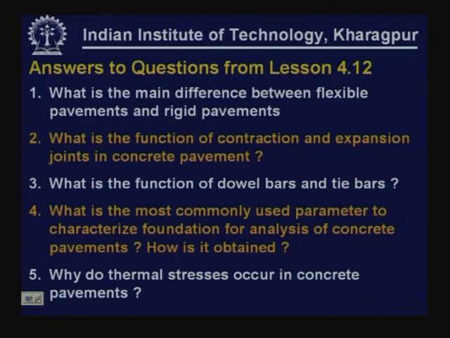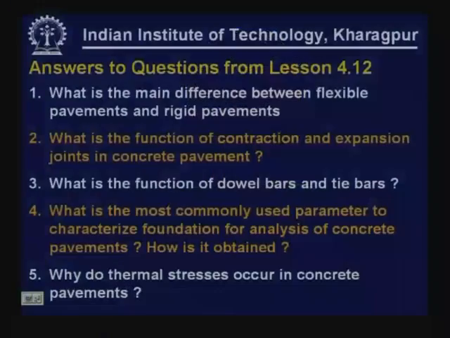Now let us see the answers for questions that were asked in lesson 4.12. What is the main difference between flexible pavements and rigid pavements? Compared to flexible pavements, rigid pavement has a very stiff slab. The deflection is negligible compared to the deflections that flexible pavements undergo. This is the main difference. As a result, the stiffness of the slab is predominant in explaining the performance of the pavements compared to flexible pavements. So, the foundation strength in the case of rigid pavement is not as important as it is in the case of flexible pavements.